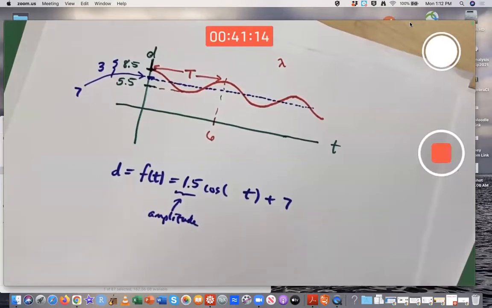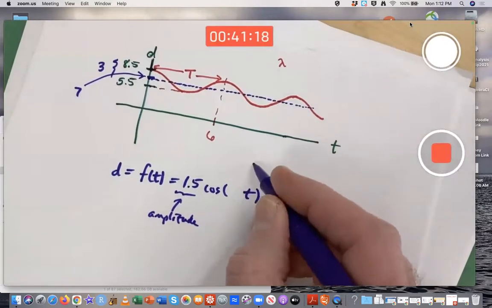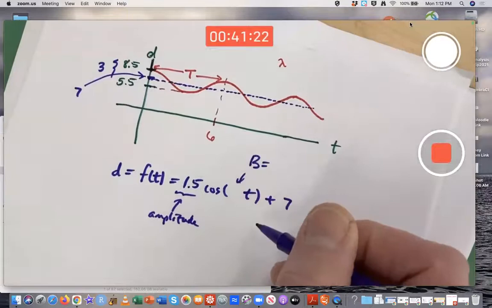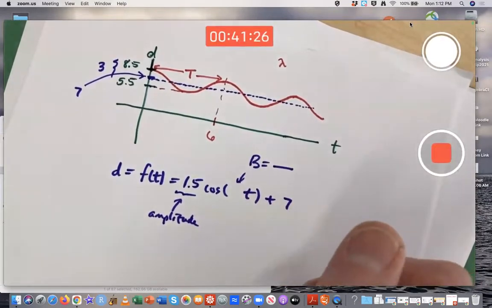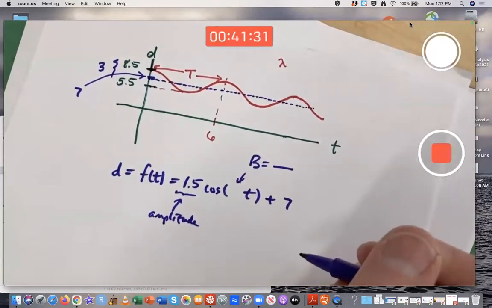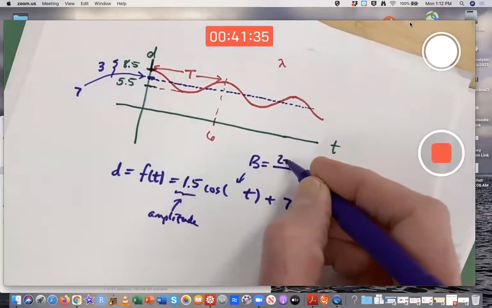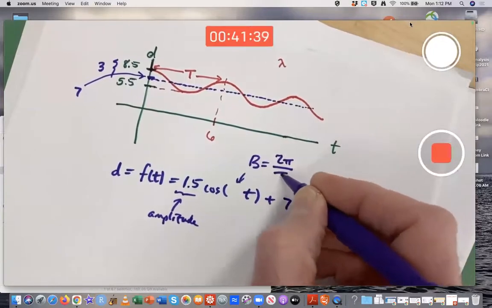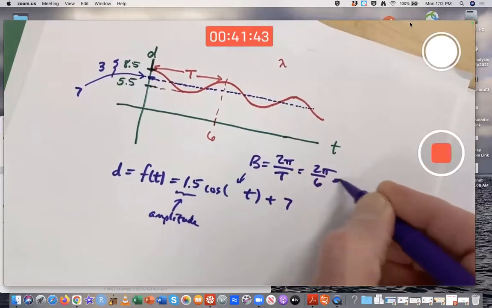It's related to the period, which is 6. If I call whatever goes there, I usually call it b. It is a fraction related to the period. What goes in the numerator, the top? 2 pi. And in the denominator, the bottom goes the period, the capital T. In this case, that's 2 pi over 6, which simplifies to pi over 3.